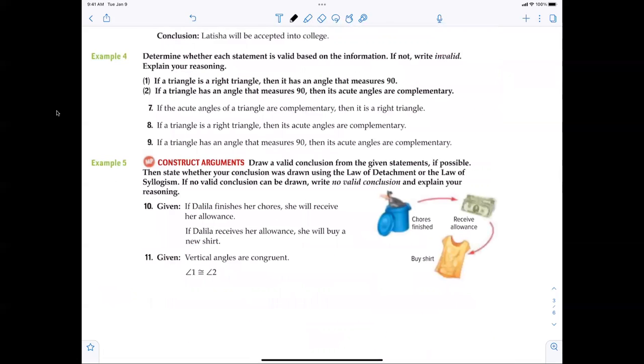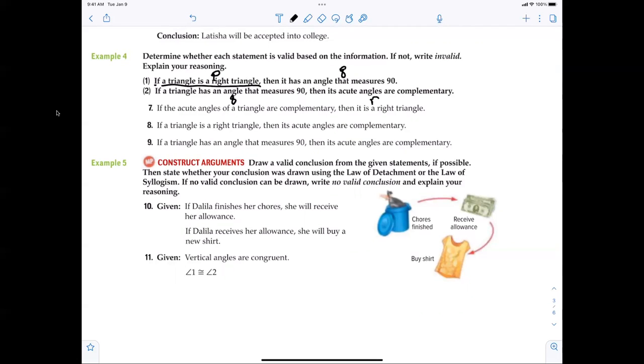All right, here we go. If a triangle is a right triangle, then it has an angle that measures 90 degrees. If a triangle has an angle that measures 90 degrees, then its acute angles are complementary. So if a triangle is a right triangle, I believe that would be P, right? Then it has an angle that measures 90, that's Q. Then the acute angles are complementary, that's R.